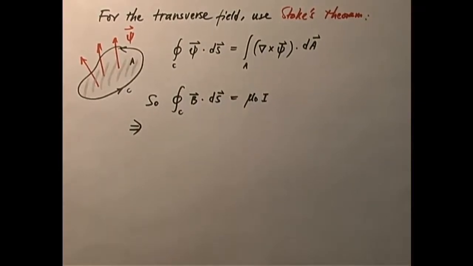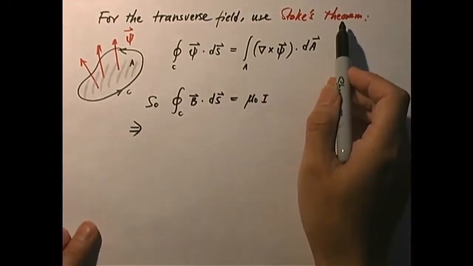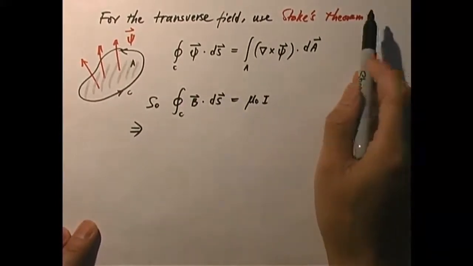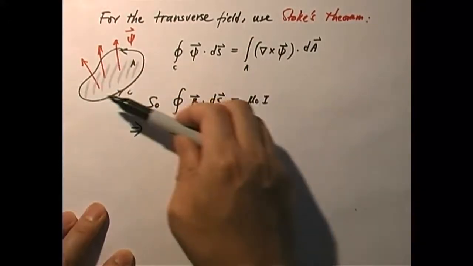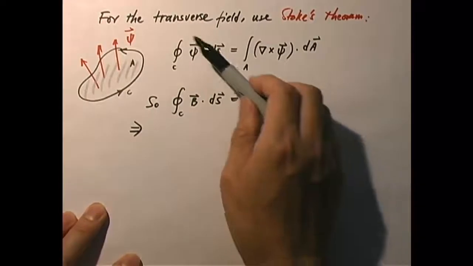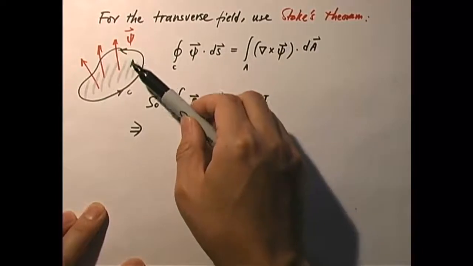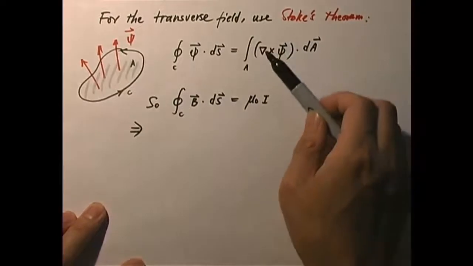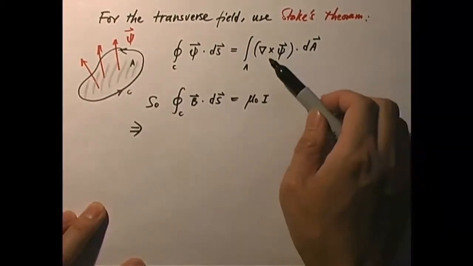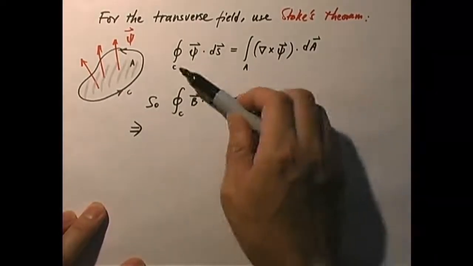Alright, for the transverse component, we have to use another mathematical theorem, and that is called the Stokes theorem. Now I'm sure you've heard that before, you've studied that before in your math class. So what does it say, if you recall? Well, it says that if I have a contour integral over a contour C for this vector psi dot ds, I can convert it into an area integral over area A. A is enclosed by the contour C. All you have to do is to use the rotation, gradient cross psi, the rotation of the vector field psi, integrated over the area A, which is enclosed by the contour C.